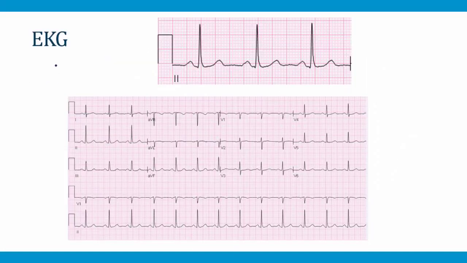Shown on the screen is a typical so-called 12-lead EKG, and it gets this name because it has 12 leads. This is lead 1, lead 2, and lead 3. Then we have leads AVR, AVL, and AVF. And then finally, we have the 6 chest leads. They get this name because the stickers for the leads are placed directly on the chest, and these are leads V1 all the way through V6.